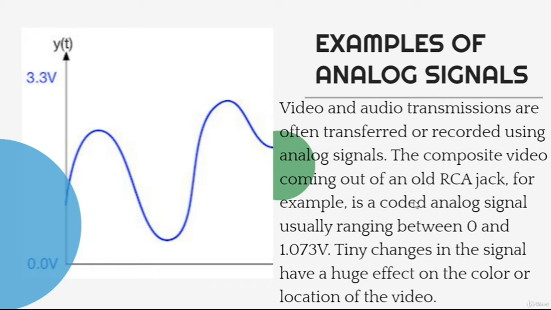So the analog signal has a range between 0 and 1.073 volts. Tiny changes in the signal have a huge effect on the color or the location of the video. So that means that when the color or the location of the video is going to change, the value of the voltage, or the value of this continuous wave, is changing. That means that it will affect our color and video.